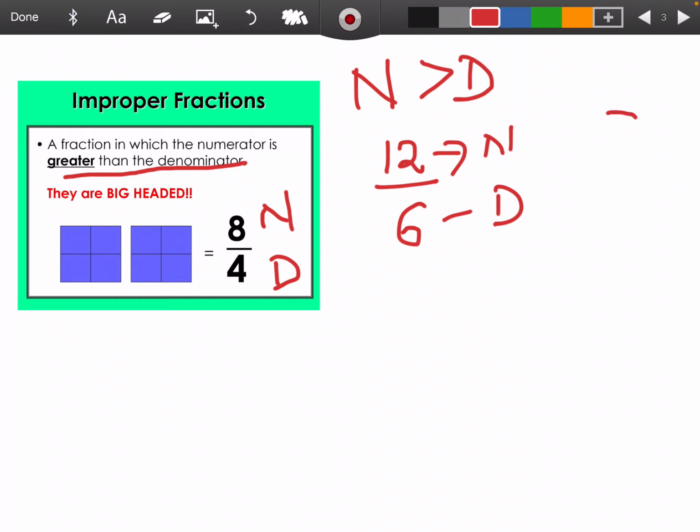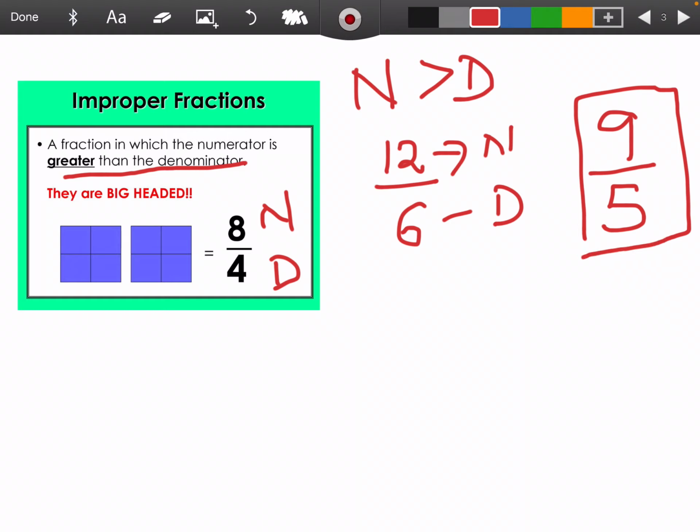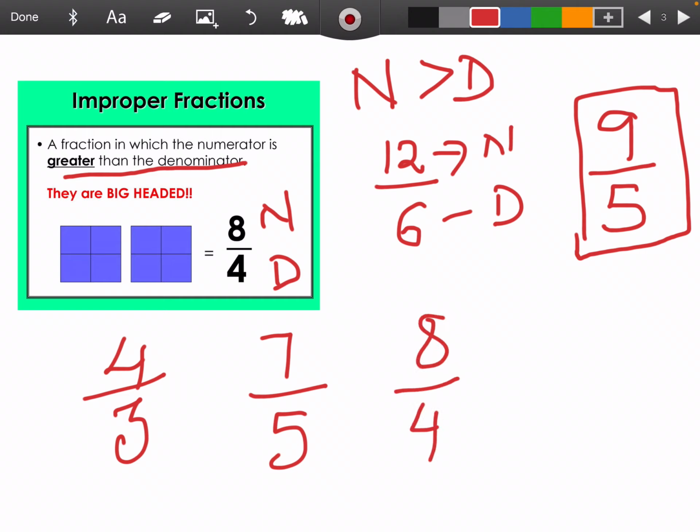Let's write another example. 9/5. This again is an improper fraction. The reason being the numerator is greater than the denominator. Let's write a few more examples. 4/3, 7/5, 8/4, 9/2. So there's no logic here.